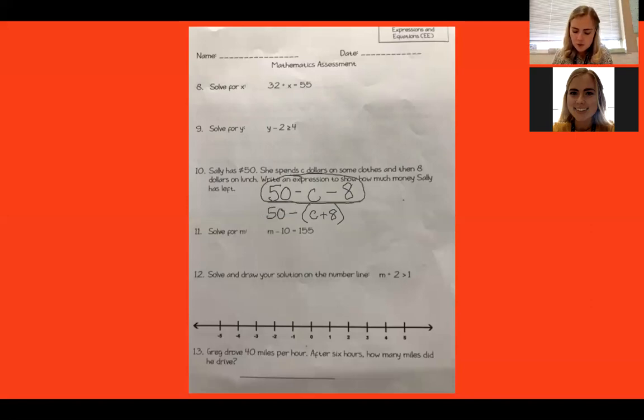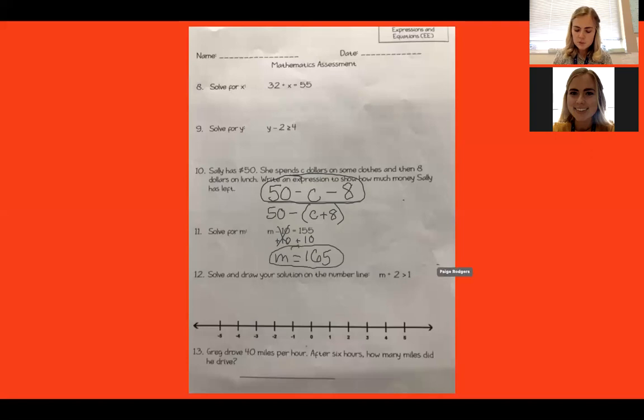Question 11, solve for m. M minus 10 equals 155. So the variable is m. What is with the variable is minus 10. So I'm going to do the opposite of minus 10, which is plus 10. So plus 10, plus 10. This gives me m all by itself. 155 plus 10 is 165. So m equals 165.